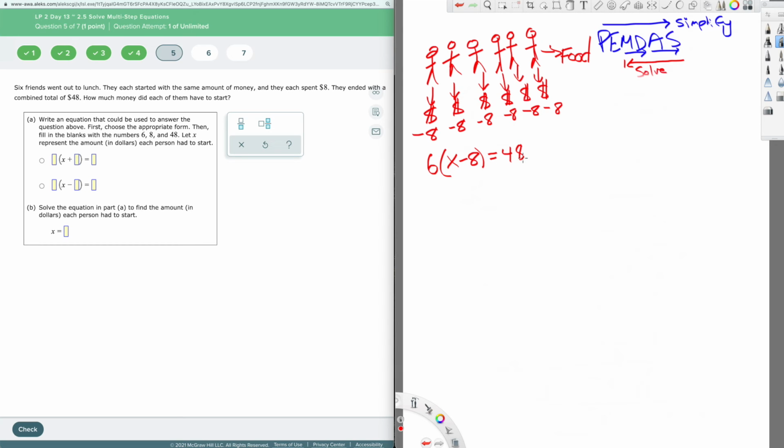There's our equation. So we're going to go ahead and type it in down here. We have 6 and 8 and 48. So we've written our equation. Oh, why didn't 8 go in there? 8. All right, so there's our equation.